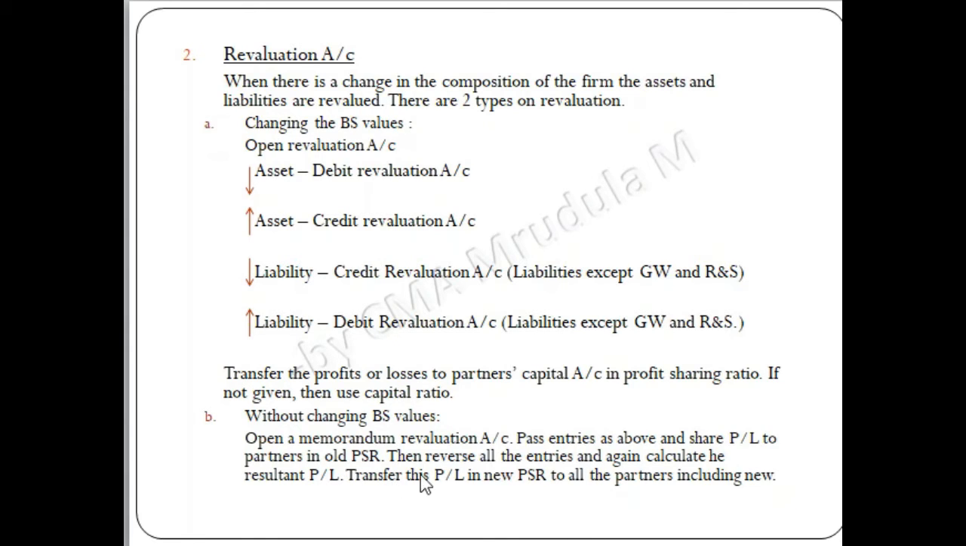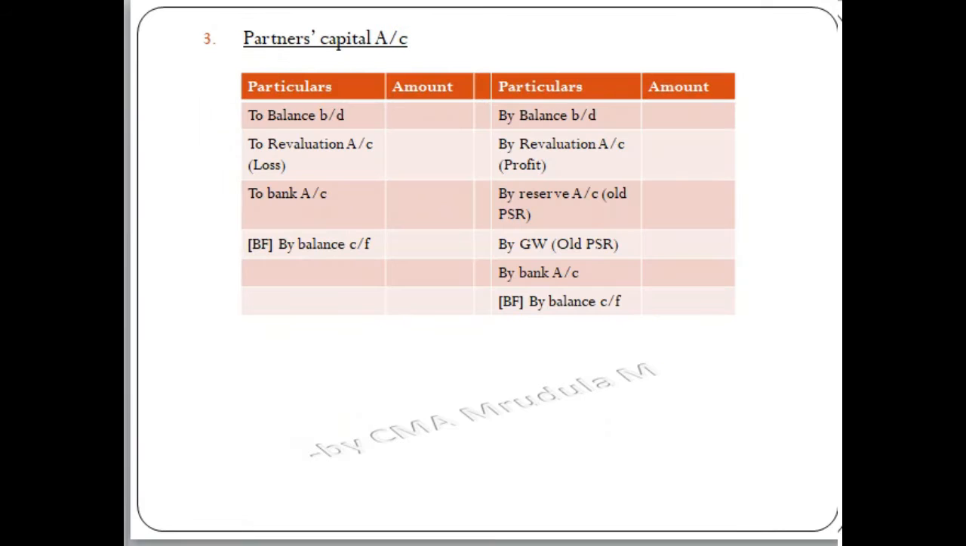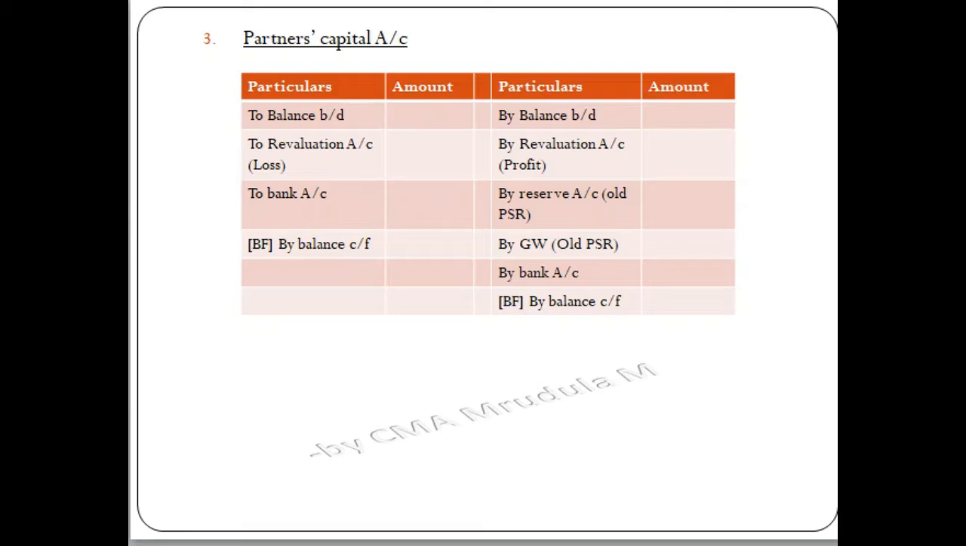So this is just an adjustment between the old profit and loss and the new profit and loss, arising due to the profit sharing ratio changing. But ultimately, the values of assets and liabilities will not undergo any change. So the question will mention if the balance sheet values should not be changed. In such a case, you have to follow this method. This is rare.